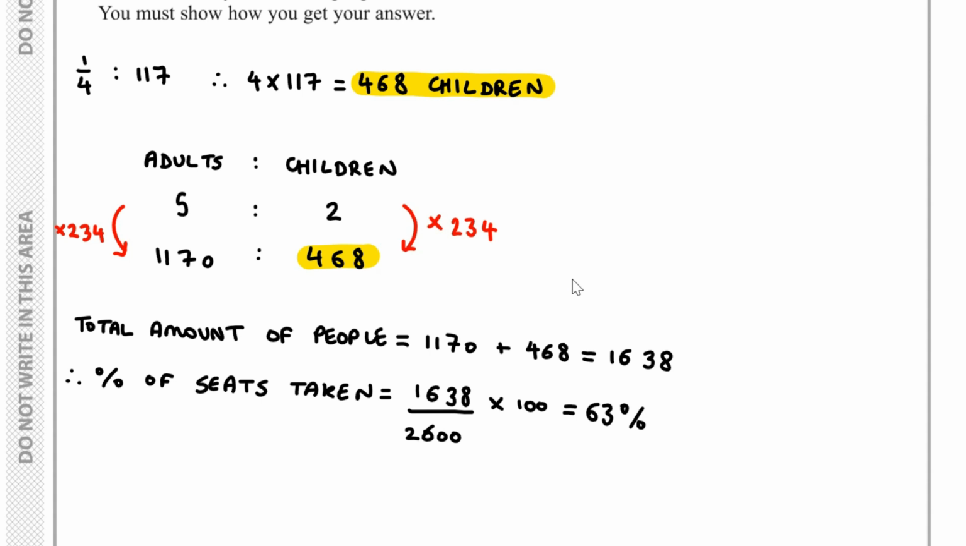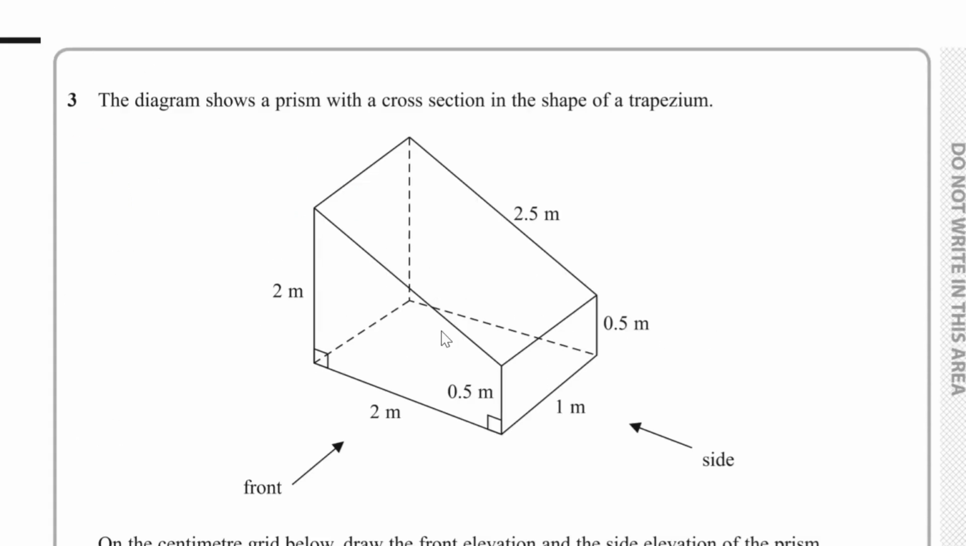So 63% of seats are taken, which is greater than the 60% which was suggested, and therefore we can conclude, yes, that indeed more than 60% of seats were taken.